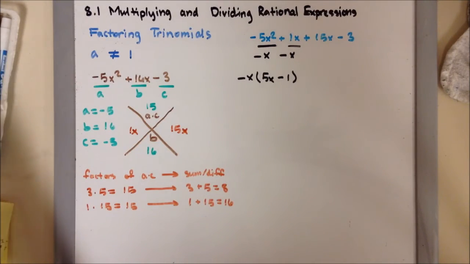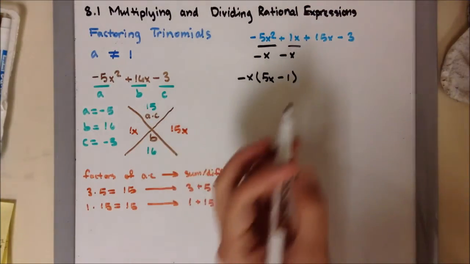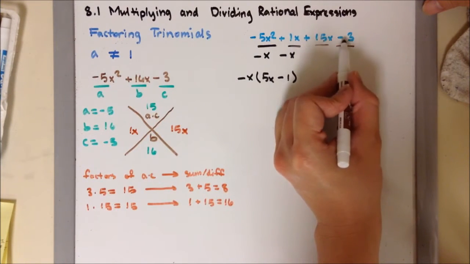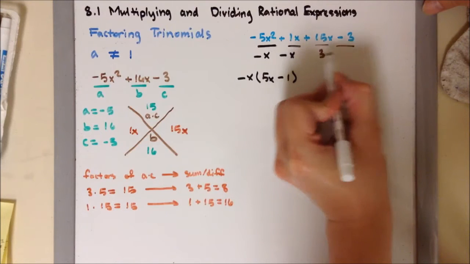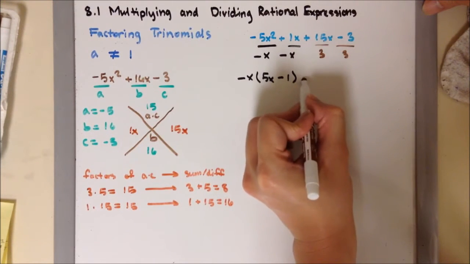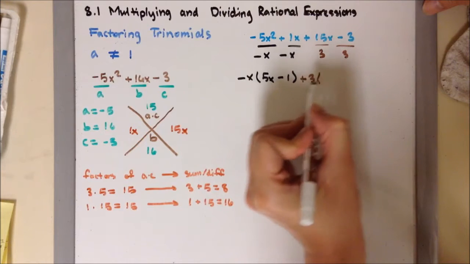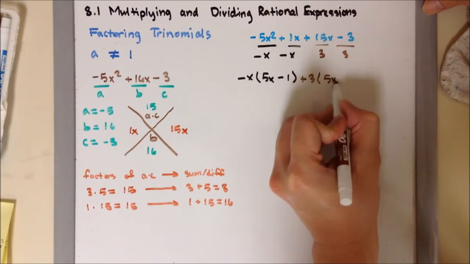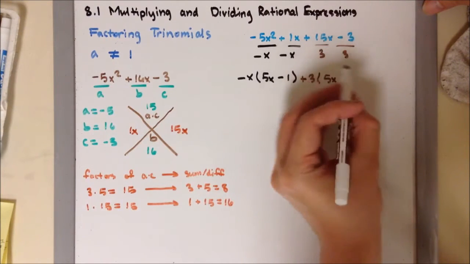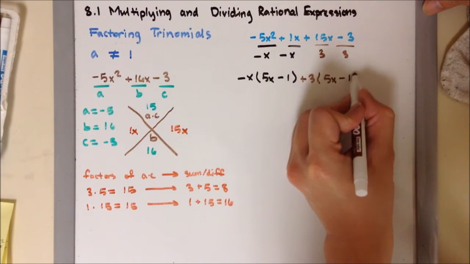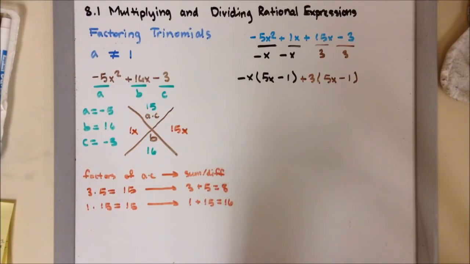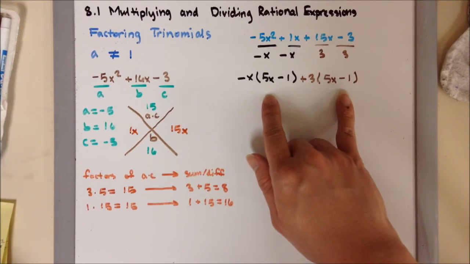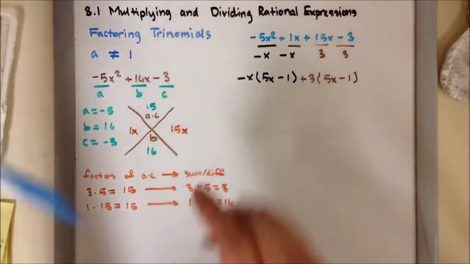And then for the right side, the only thing that's in common between 15x and minus 3 is the 3. So I'm going to divide by positive 3. So I'm going to put plus 3 here and then open parenthesis. 15x divided by 3 is 5x. And then negative 3 divided by 3 is minus 1. So I'm looking at my expression inside the parenthesis is exactly the same.